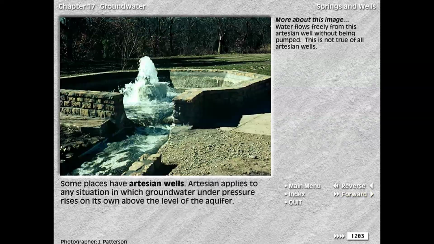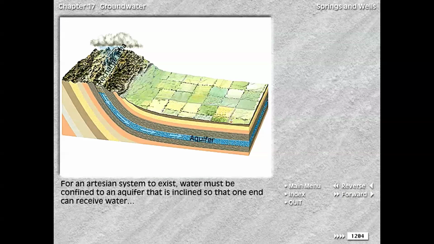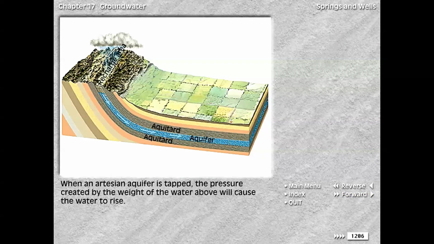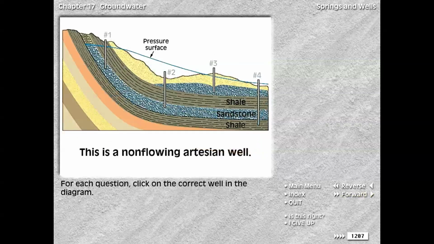Some places have artesian wells. Artesian applies to any situation in which groundwater under pressure rises on its own above the level of the aquifer. For an artesian system to exist, water must be confined to an aquifer that is inclined so that one end can receive water. And aquitards must be present above and below the aquifer. When an artesian aquifer is tapped, the pressure created by the weight of the water above will cause the water to rise. For each question, click on the correct well in the diagram.